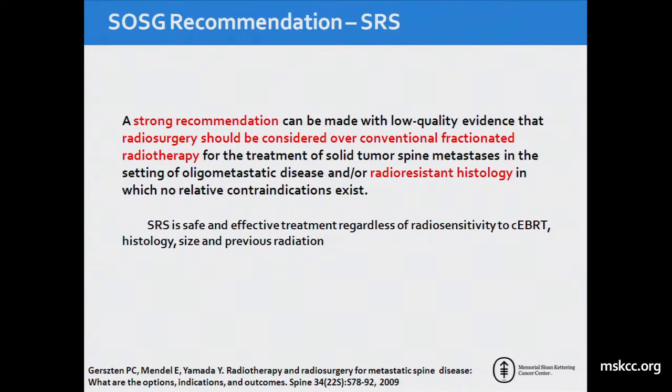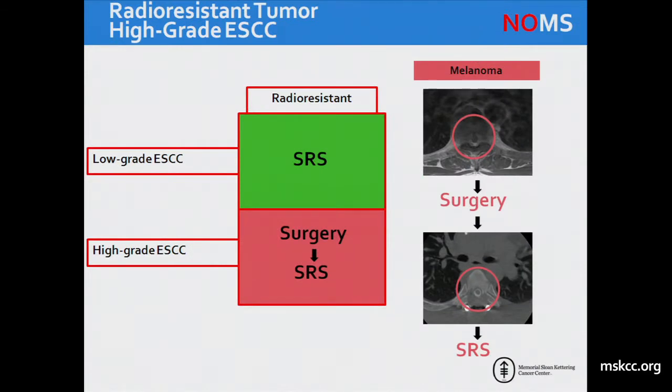So based on these data and multiple publications that have detailed the safety and efficacy of spinal SRS, the Spinal Oncology Study Group made a strong recommendation that radiosurgery should be considered over conventional fractionated radiotherapy for patients with radioresistant histology. What about the patient that we talked about in the beginning of my talk? This is somebody with high-grade epidural disease secondary to melanoma, which is a radioresistant tumor. This is a patient who needs surgery, and there are two reasons for that.